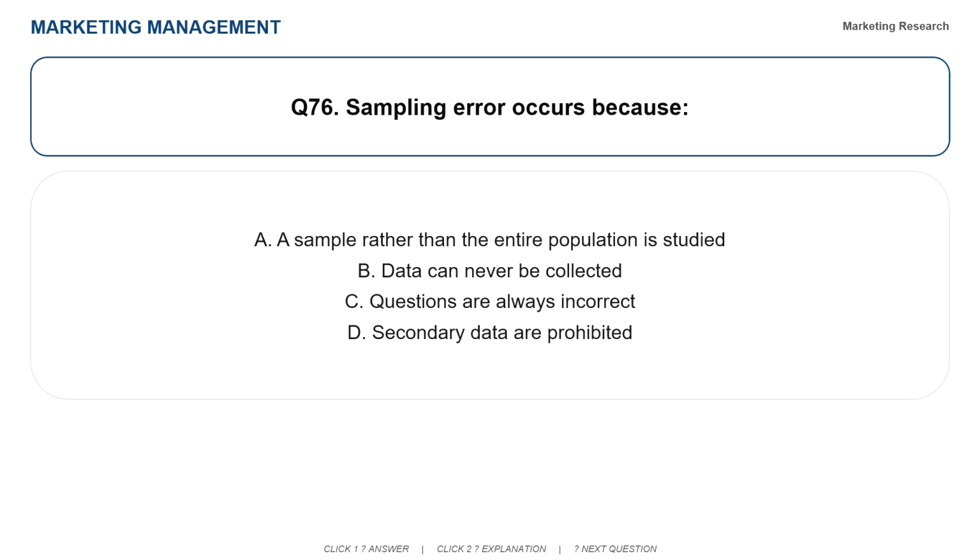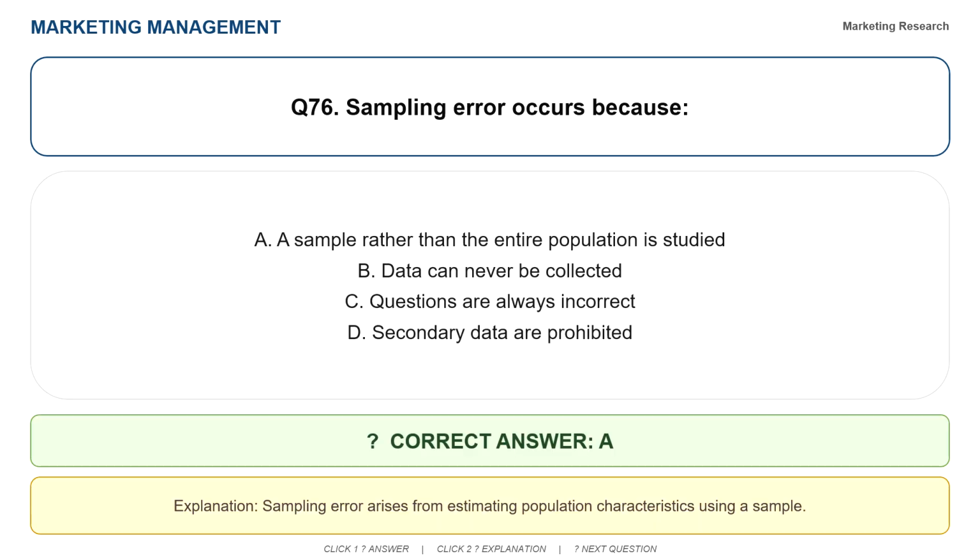Question 76. Sampling error occurs because. Option A. A sample rather than the entire population is studied. Option B. Data can never be collected. Option C. Questions are always incorrect. Option D. Secondary data are prohibited. The correct answer is A. Explanation. Sampling error arises from estimating population characteristics using a sample.